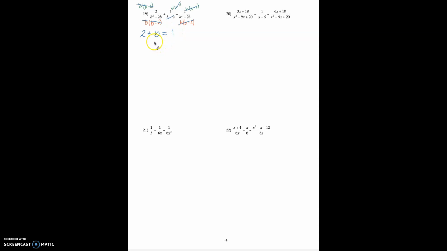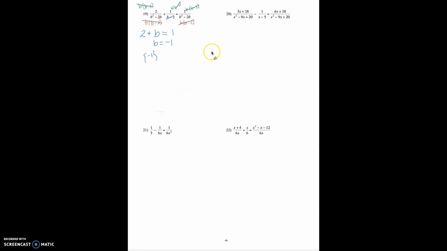All right, so what we're going to do is subtract 2 from both sides, and we get b is negative 1. Let's check. Is that one of the excluded values? A value the denominator cannot be because we would have a 0 there. So we get 1 plus 2. That works there. Negative 1 minus 2, negative 3. So the solution for number 19 is negative 1. All right, that worked out to be really quick and easy once we cleared our fractions.